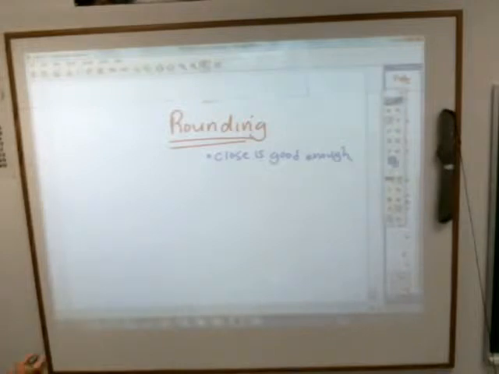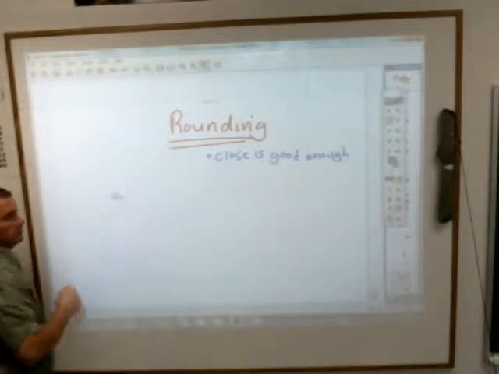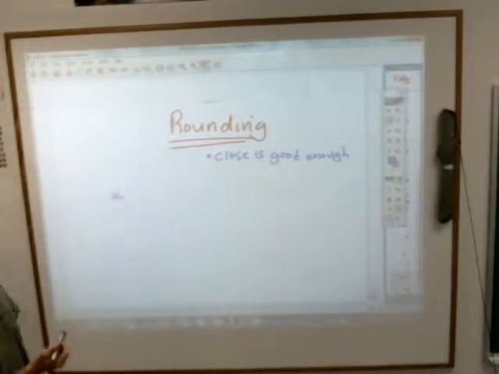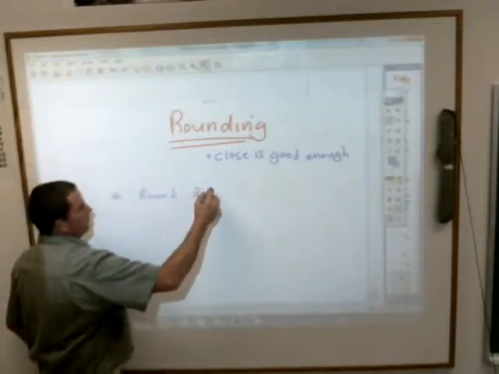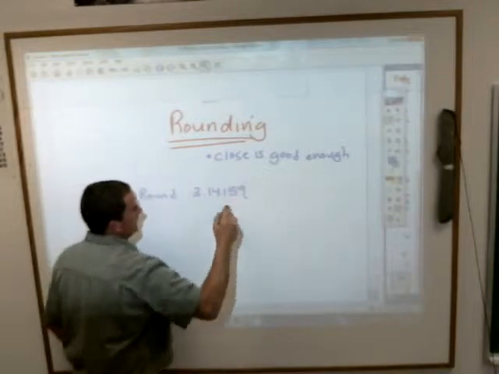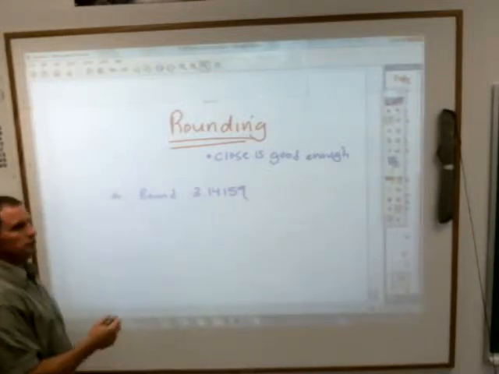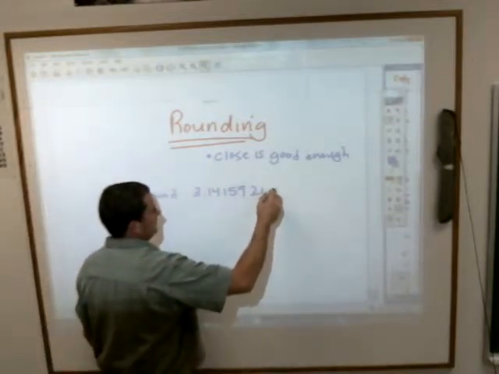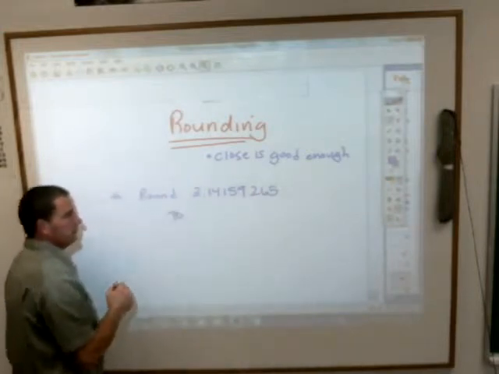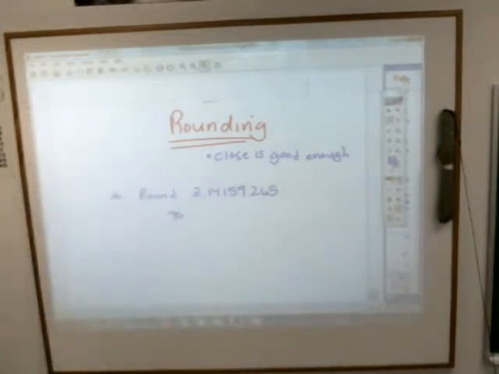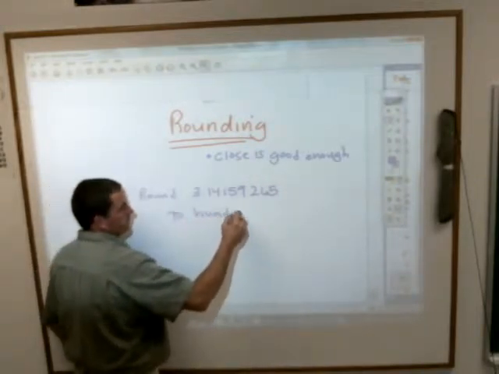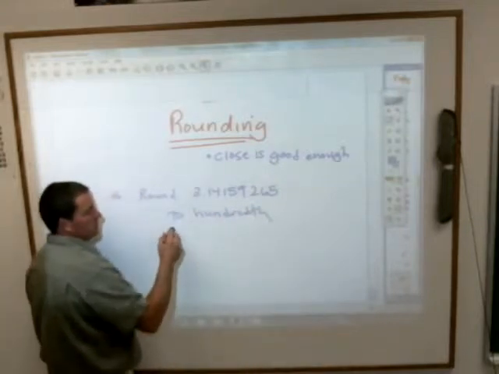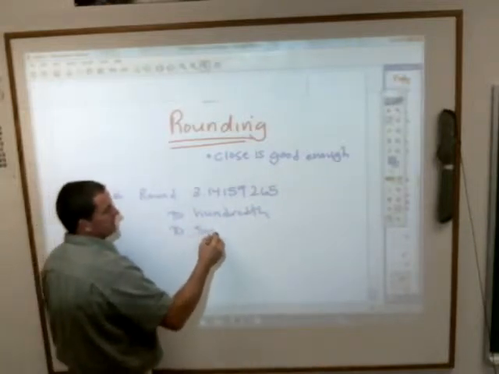But write down this example because people do get slightly confused on this. Round, oh look, they do give us pi. Round 3.14159 2653. Now there's two things they could ask you to do. They could ask you to round it to the nearest, let's say, 100th, or they could ask you to round it to the second decimal place.